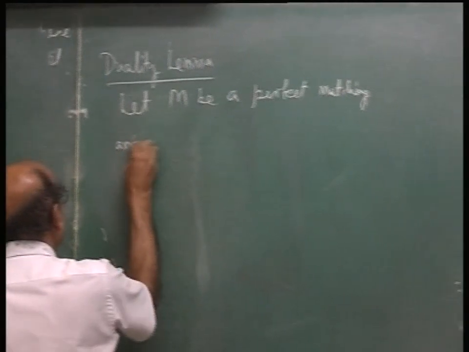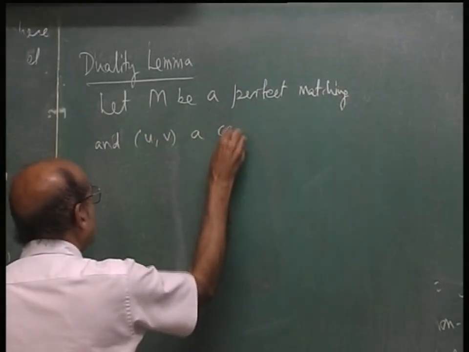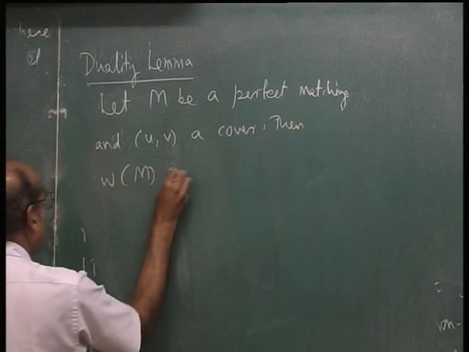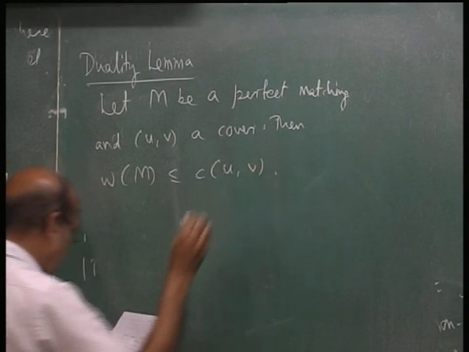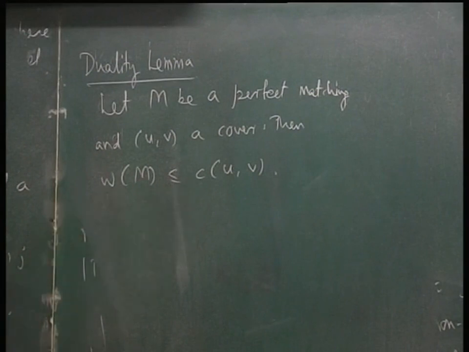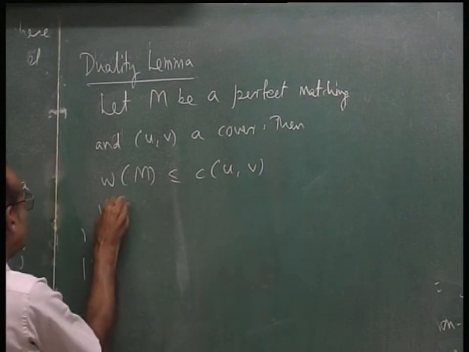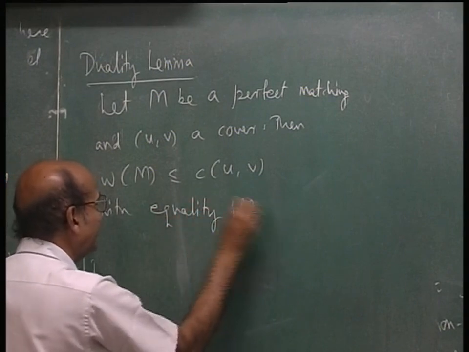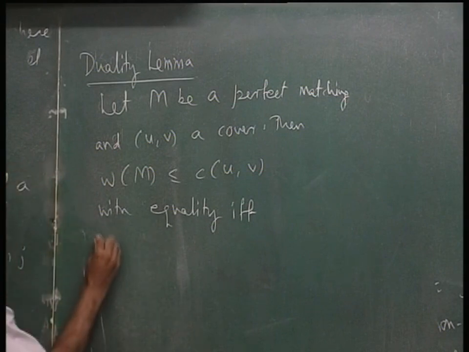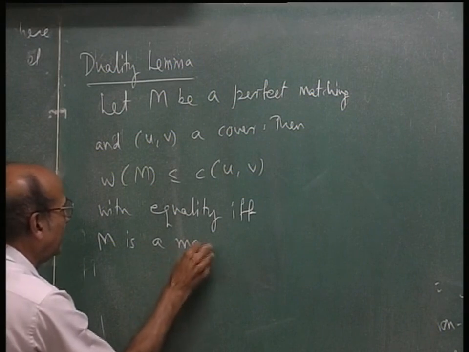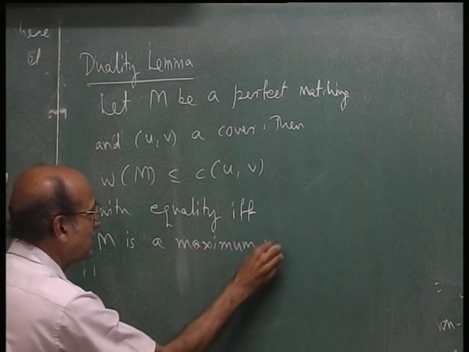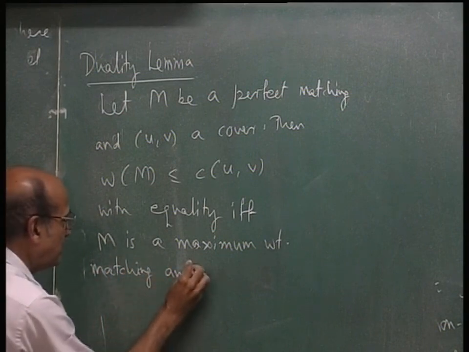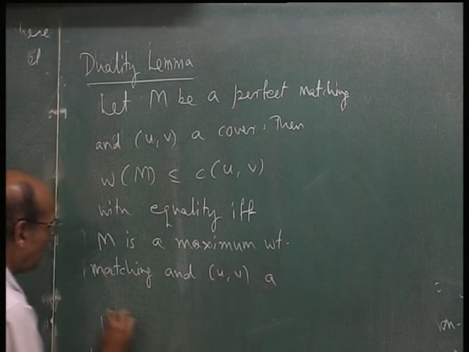And (u, v) a cover. Then the weight of M is at least the cost of (u, v), with equality if and only if M is a maximum weight matching and (u, v) a minimum cover.